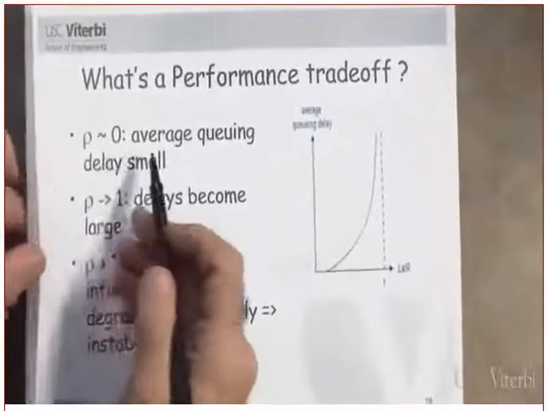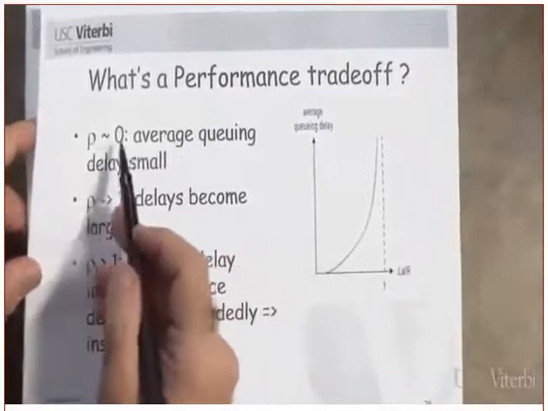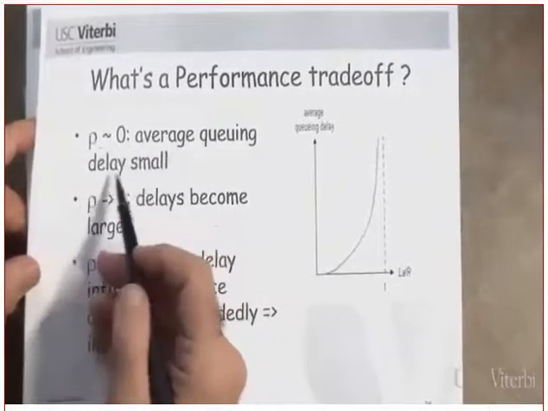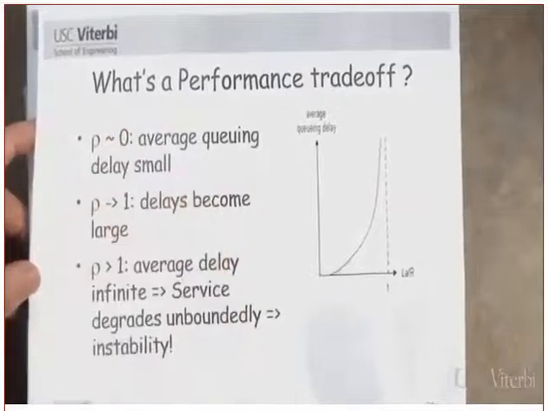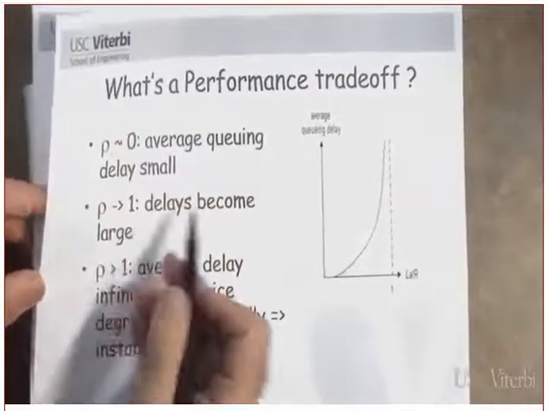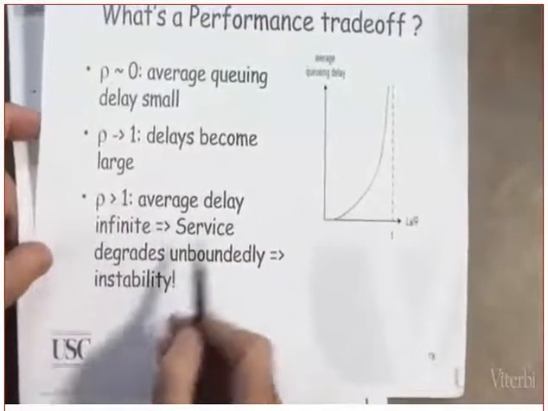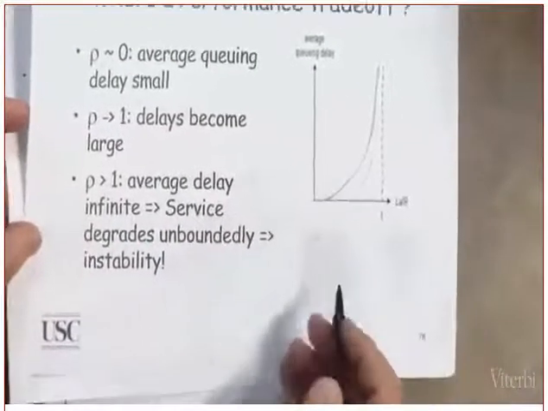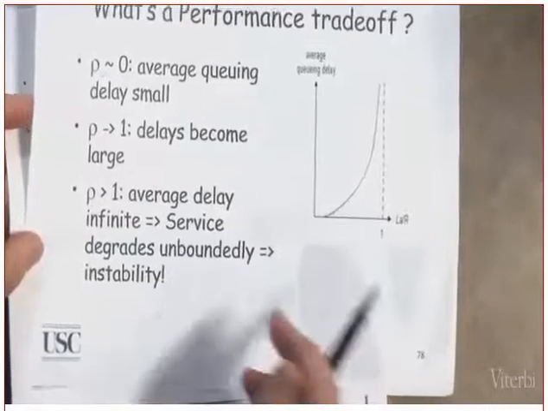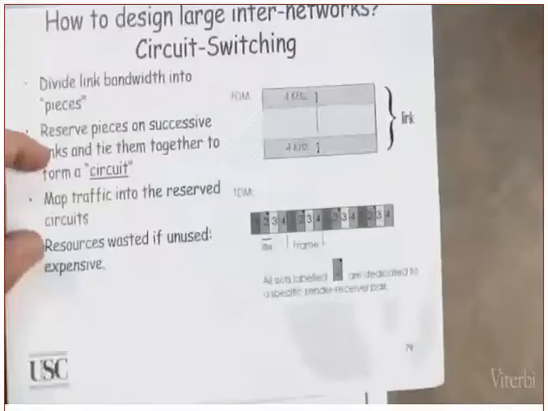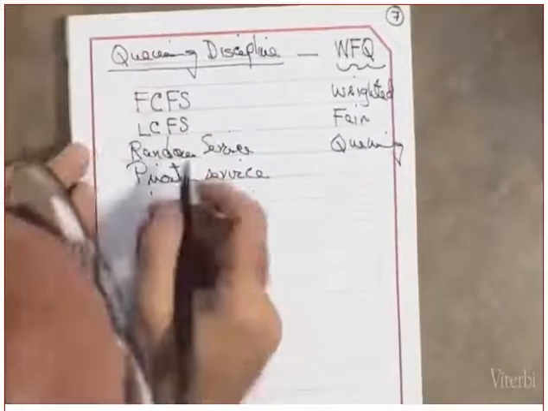If rho is equal to 0, the average queuing delay is what? Small. Why? If rho is very small, the average queuing delay is small, the amount of traffic offered into the network is very little. As rho approaches 1, the delay will go high. As it exceeds 1, the traffic is going to exceed the capacity available, and you end up with congestion. That's the instability. Okay, let's continue our review here.